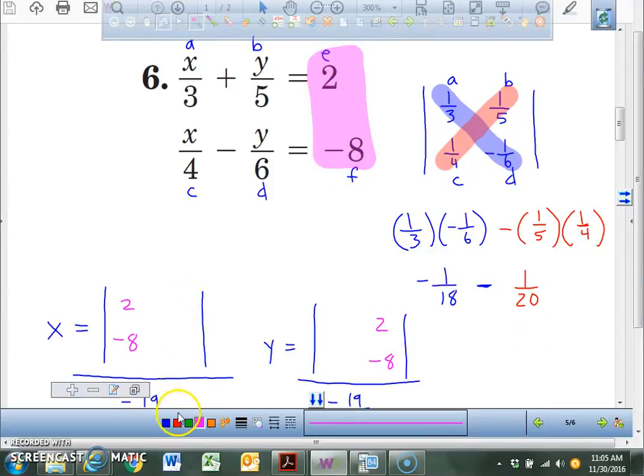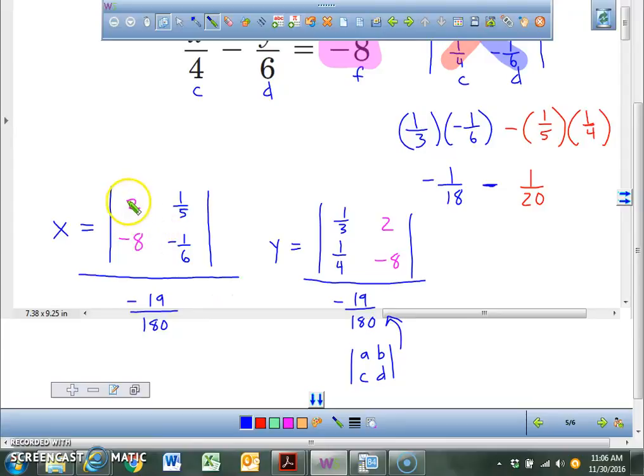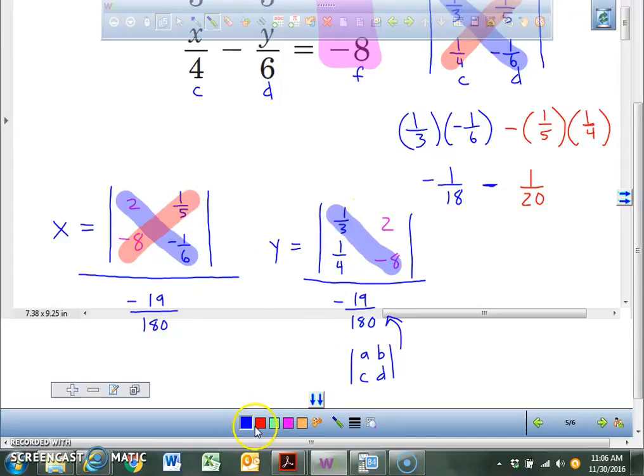Well, what numbers am I going to have to fill in right here? B and D, very good, which is a 1 over 5 and a negative 1/6. What goes right here? A and C, very good. 1/3 and 1/4. So once you place those numbers in there carefully and neatly, then and only then, you're going to take the product of the blue minus the product of the red. Product of the blue minus the product of the red.